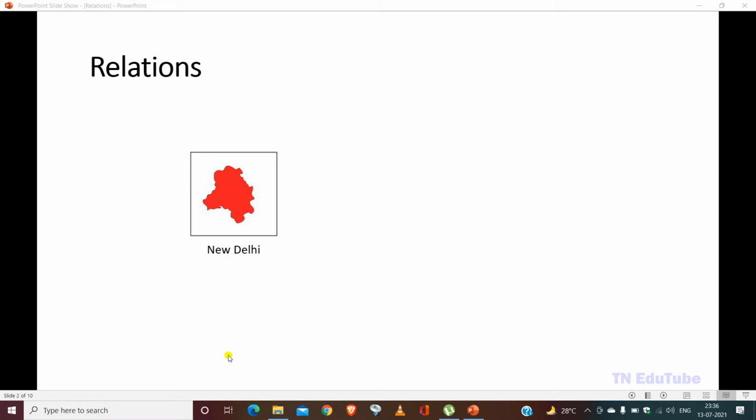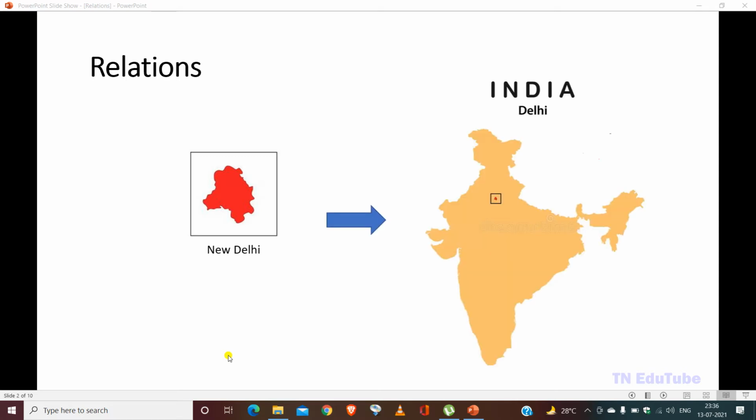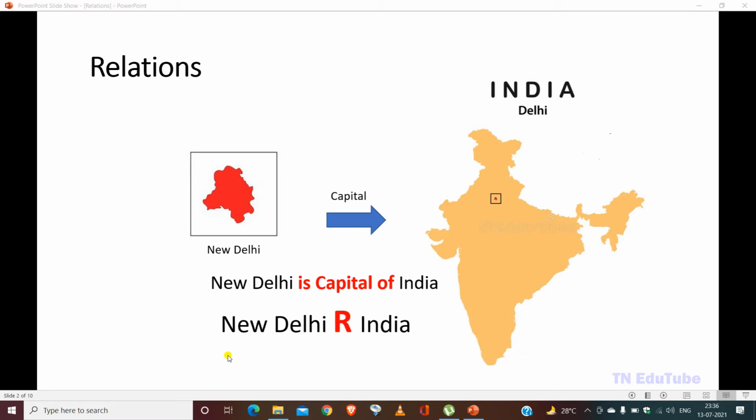Now see New Delhi and India. What is the relation between New Delhi and India? We know that New Delhi is the capital of India. This relation can be denoted as "New Delhi is a capital of India." This can be represented as R. R is called a relation. This New Delhi is related with India. The relation is "the capital of".